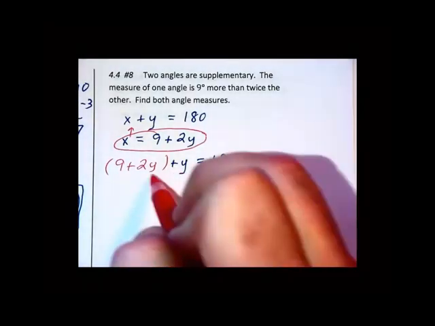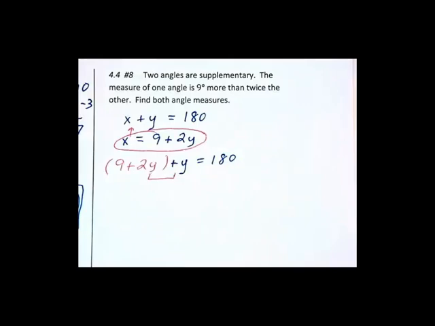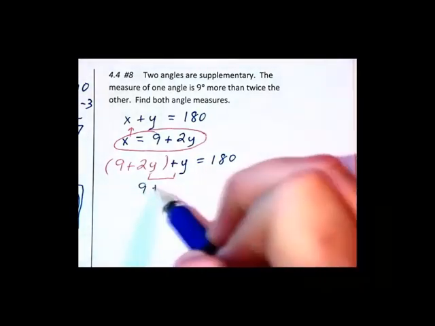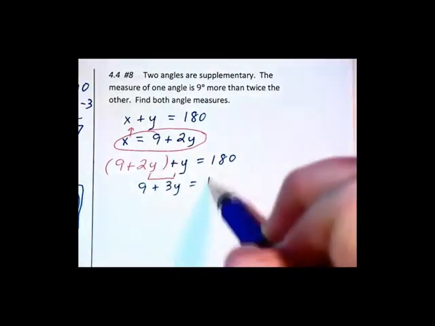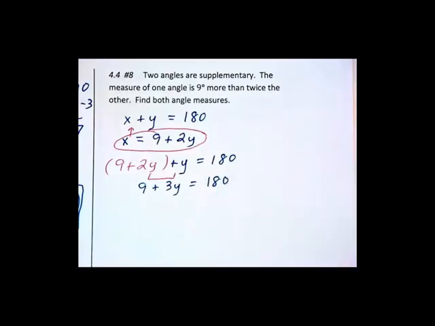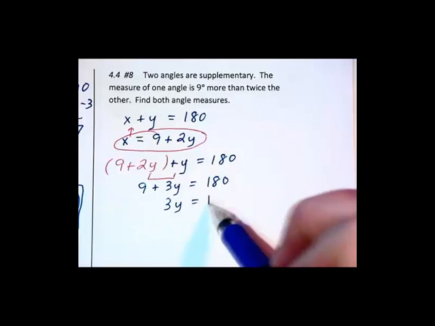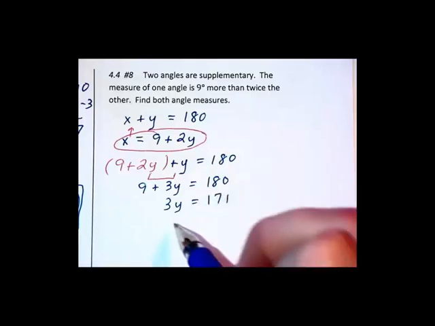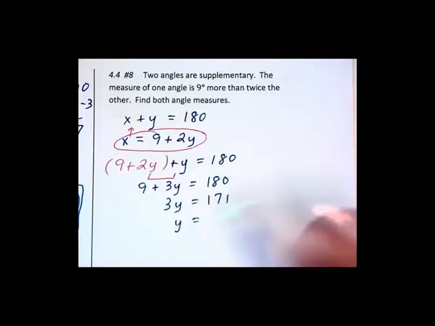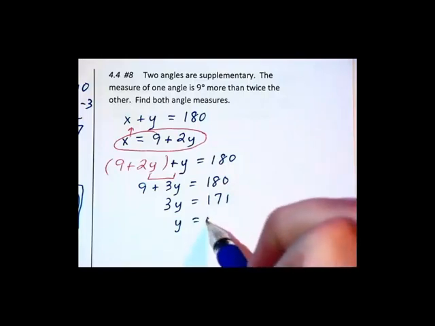Combining like terms, we're going to get 9 plus 3y is equal to 180. We'll subtract the 9 off of both sides. That will give us 3y is equal to 171. And then we'll divide each side by 3, which will give us 57.